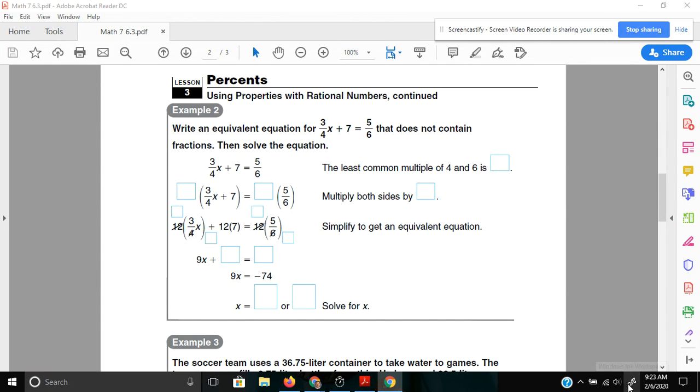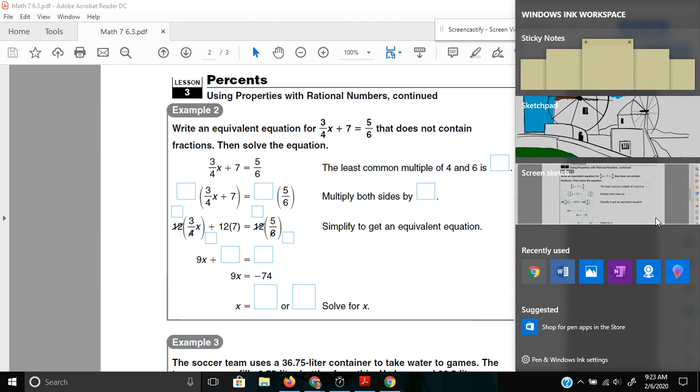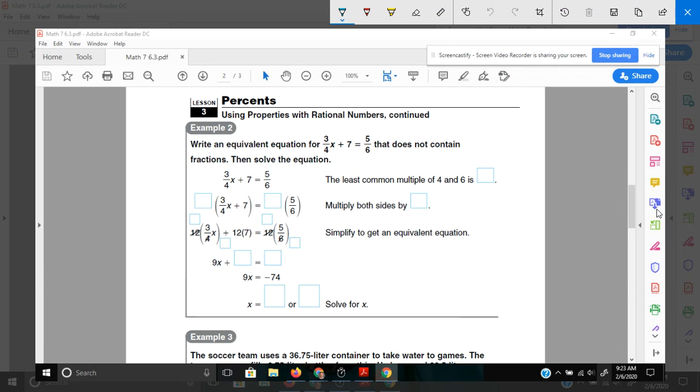And this example involves fractions. And I know a bunch of you always talk about how I hate fractions. I'm not good at fractions. Well, you should like this, because we're going to write an equivalent equation for this that does not contain fractions. So here's how we're going to do that. To write an equivalent equation that does not contain fractions, you use the least common multiple.